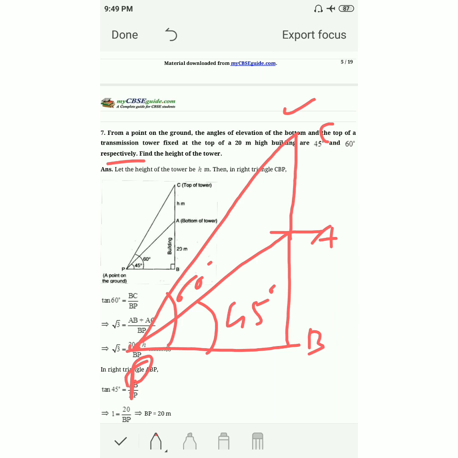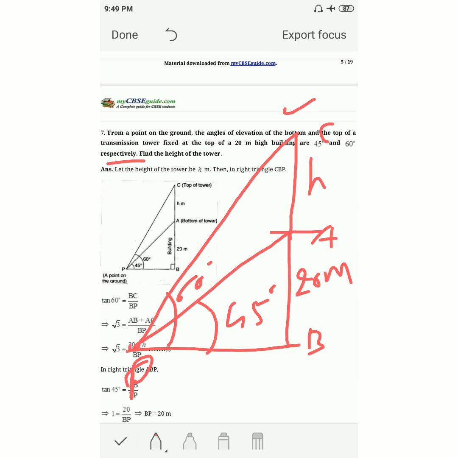Now the height of the building is given. It is 20 meter, right? We need to find the height of the tower. We can give the name h to the height of the tower. Otherwise, we can also write AC. Okay, so we need to find AC.